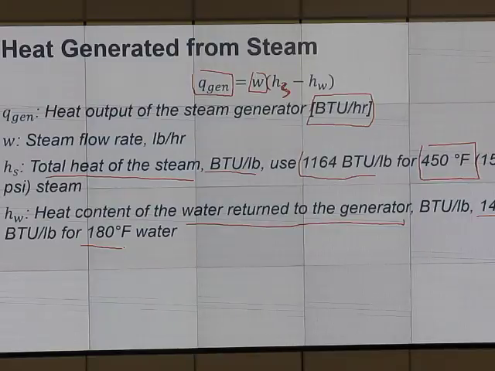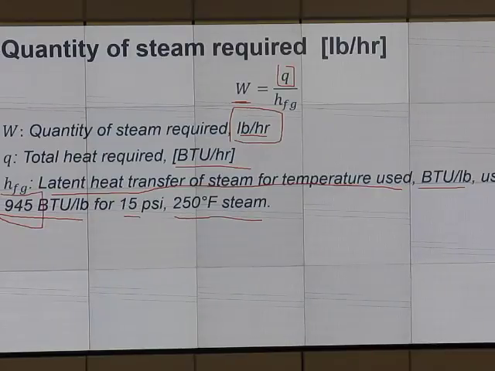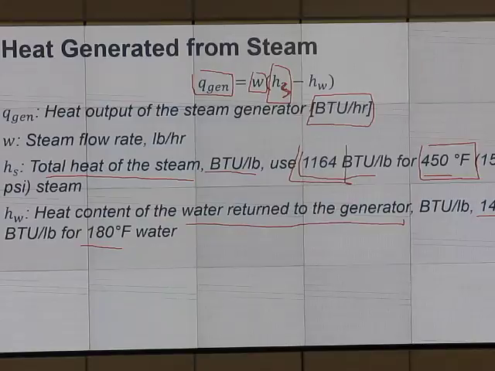This kind of equation tells you how much we heat it. If you heat it to 250 F, the H of steam, H sub S, has to be 945 because that is the enthalpy at 250 F. If you heat it to 450 F, you have to use 1164 BTU per pound for the enthalpy.